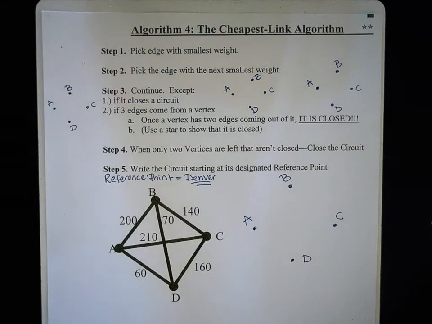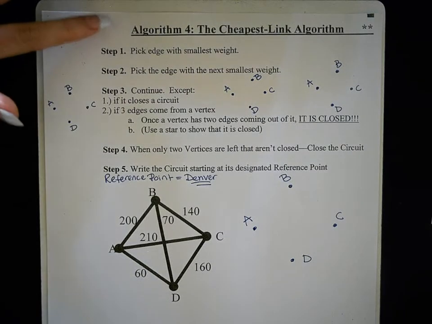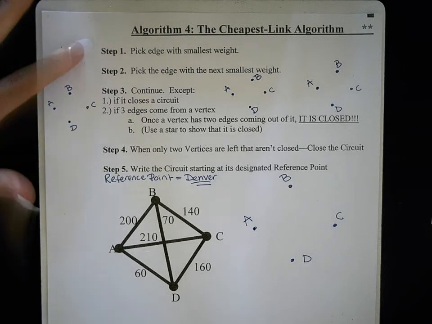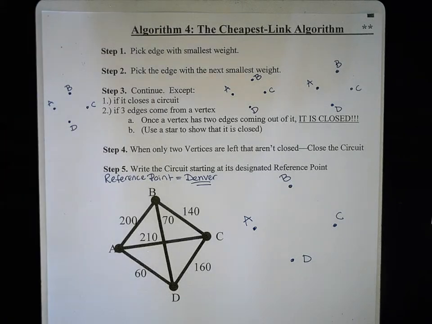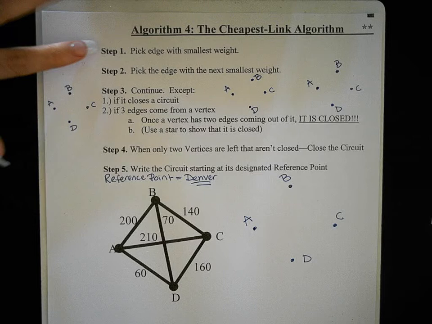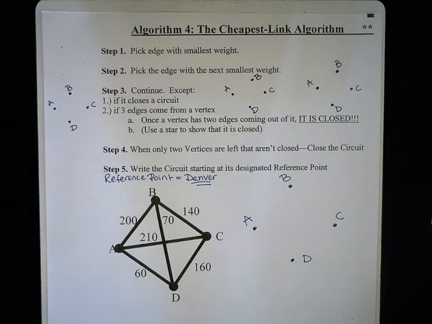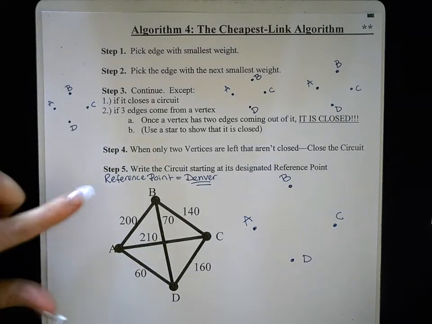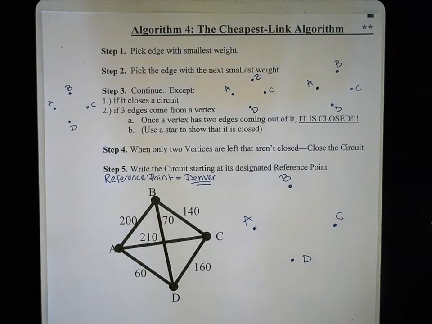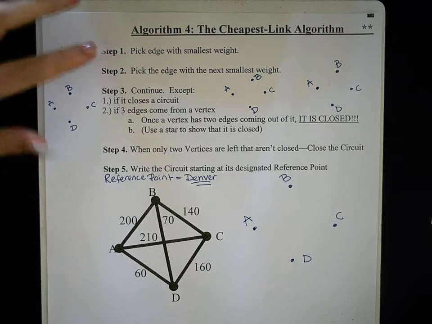The last algorithm we are going to discuss is the cheapest link algorithm. Now, the cheapest link algorithm has 5 steps. The first step is to pick the edge with the smallest weight. This is a different algorithm, so we don't care about the reference point or the starting vertex. All we're looking at is the picture, the model as a whole, and we're finding the smallest weight, and that is going to be the edge that we pick.